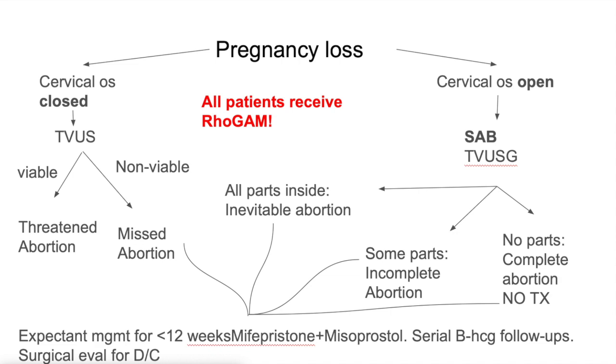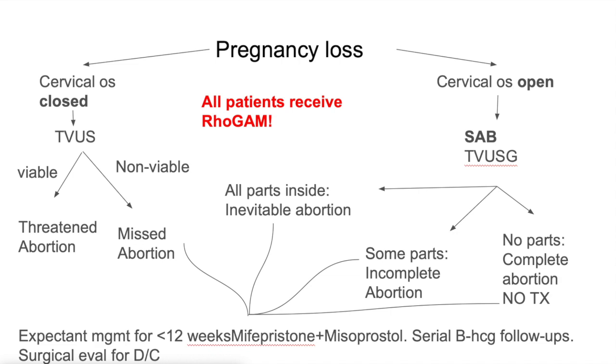Now, we'll start with the left side. If the cervical os is closed, this comes under two types of abortion. Now, we'll do a transvaginal ultrasound. If the transvaginal ultrasound shows signs of fetal heartbeat or signs of life, this is a viable pregnancy. This is known as a threatened abortion. Why is it threatened? Because there's the threat of the fetus actually becoming non-viable. It's also known that of threatened abortions, 50% continue on to be a viable normal pregnancy, and the other 50% progress to a spontaneous abortion. It can either be complete, incomplete, or inevitable.